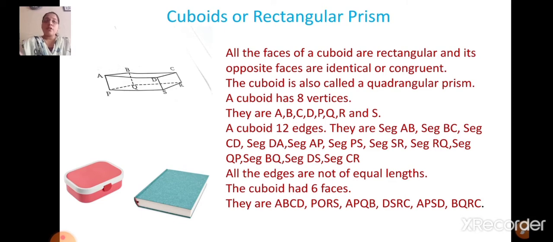So a cuboid is also known as rectangular prism. It is also known as quadrangular prism. It has 8 vertices, 12 edges, 6 faces. All the edges are not of equal length.